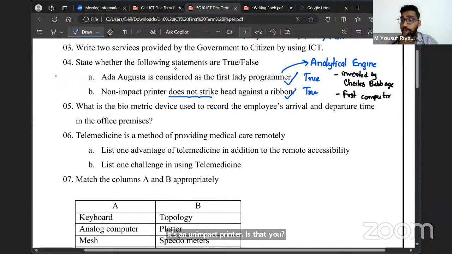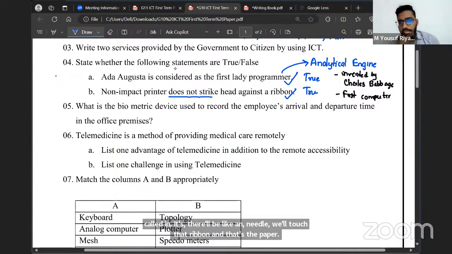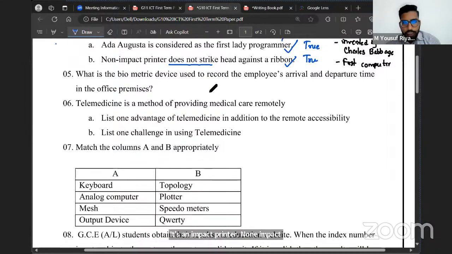Imagine how seals work. You all know how a seal works, right? In a seal, we touch the ink pad and then touch the paper. That's how impact printers work. In an impact printer there's also something called an ink ribbon. There'll be a needle, and the needle will touch that ribbon and touch the paper. That's an impact printer. In a non-impact printer, that doesn't happen. So that's also true. The next one.